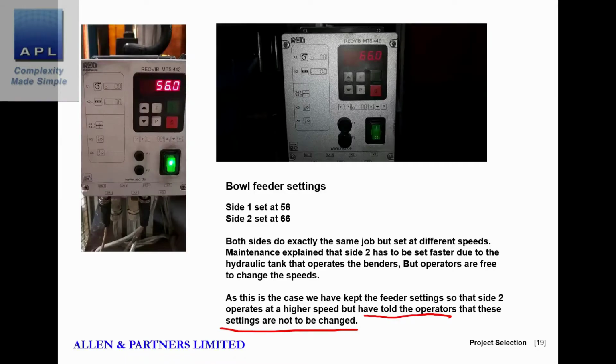So they're fixing the settings in the bowl feeder. Now they found that unfortunately they couldn't fix them to the same settings. In theory, they are the same bowl feeder. But a little bit of common sense here says that if they're not the same, use your common sense. Don't stick with common settings if they don't work. So one has to be at 56, one has to be at 66. This is probably down to the age of the bowl feeder, etc. But they've put them at standard settings and told the operators you're not to change them.